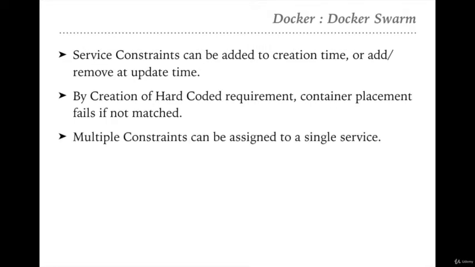We can define multiple constraints on a single service. Suppose you want to execute your container on a Linux box, and you want that Linux box to have a 16 core CPU and 52 GB RAM. In that case, you can define a constraint that this container should execute on the Linux box, and on the box which has the 16 core CPU and 52 GB RAM. So we can define multiple constraints on a single service as well.